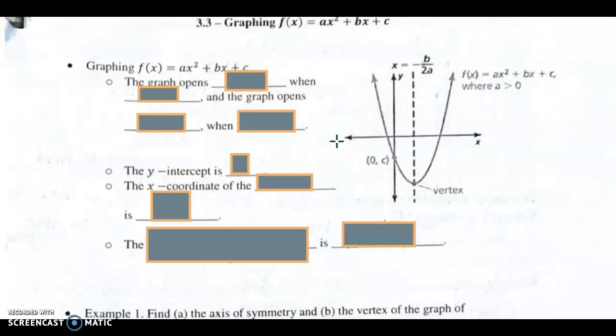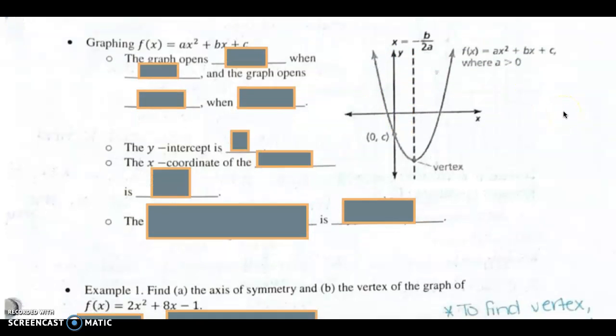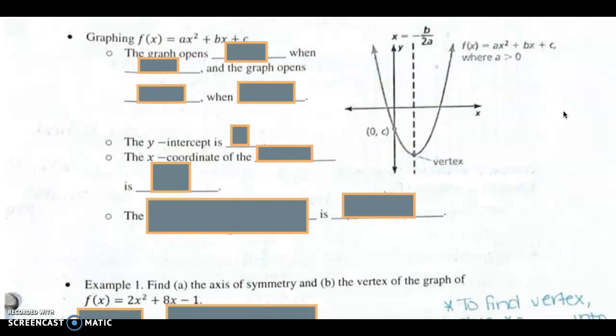3.3 is just putting everything together. Before, we've done ax squared and we graphed ax squared plus c, but now we're adding in that bx. So this might have to be in 2 video segments. It might take a little bit longer. But it says graphing f of x equals ax squared plus bx plus c. This is it over here, sort of.